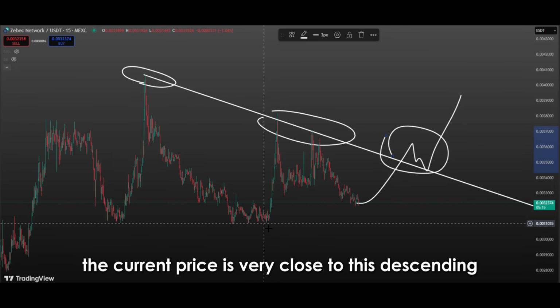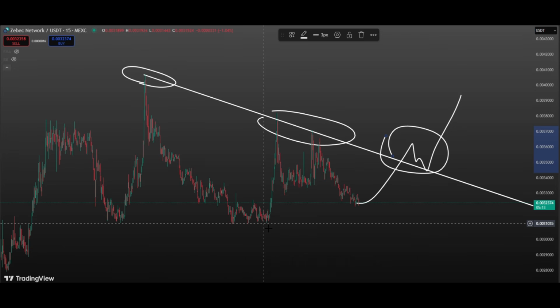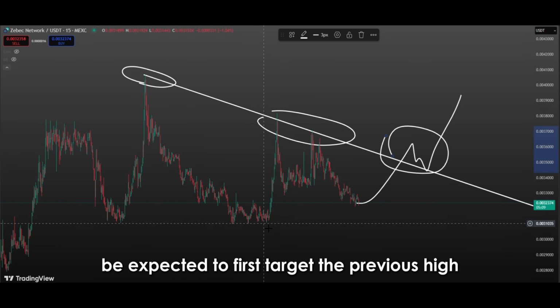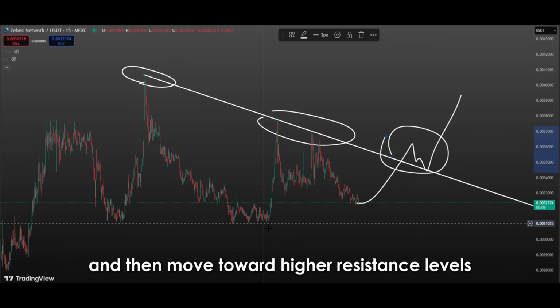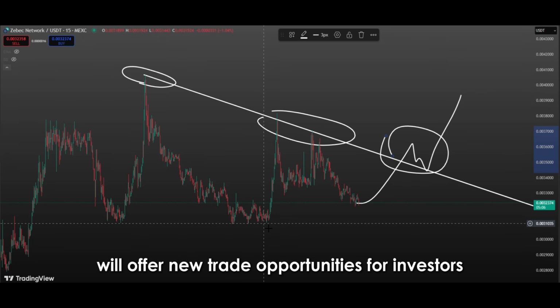Since the current price is very close to this descending trend line, this area must be watched closely. A breakout at this level may not only be a technical detail, but also signal a trend reversal. Following such a breakout, the price would be expected to first target the previous high and then move toward higher resistance levels in sequence. The price structures formed during this process will offer new trade opportunities for investors.